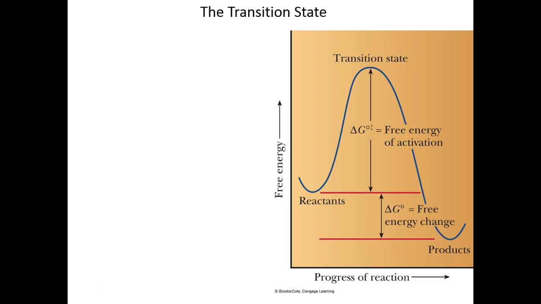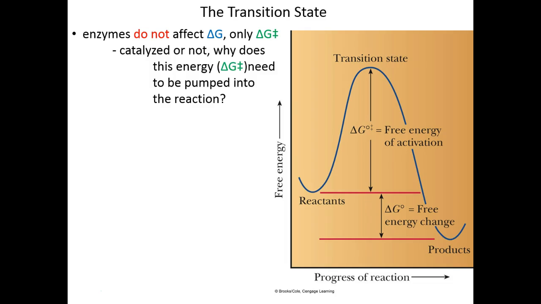So let's look at this a little bit more. There's a part of this diagram that we haven't yet discussed. It is at that energy peak, and it's referred to as the transition state. We've already said that enzymes don't affect delta G, the change in free energy. They don't affect reactants and products, and so your delta G remains the same whether you have an enzyme present or not. All enzymes affect is delta G double dagger, the free energy of activation, the amount of energy required to get to those products. So catalyzed or not, why do we need an energy of activation in the first place? What is delta G double dagger? Why do we need to put energy into a reaction in order to get that reaction to occur?